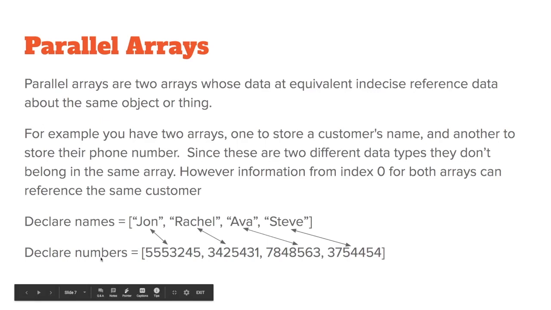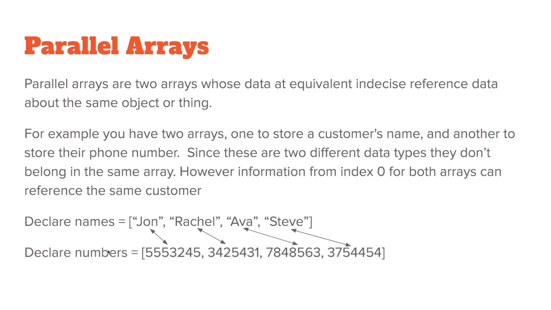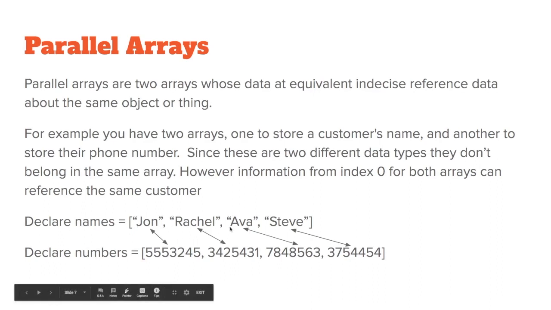In the example here, I have two different lists or arrays, one called names and one called numbers. Names is obviously going to hold a bunch of strings, and numbers is going to hold a bunch of phone numbers. These are going to be the phone numbers for these particular people. Since they're strings and integers, they don't necessarily belong in the same list, but we can create two different lists in which John's number is the very first element in the numbers list. Since he's the first element, his number is the first element. Rachel's the second element, her number is the second element. Ava's the third, there's the third, Steve is the fourth and last, and there's Steve's number.